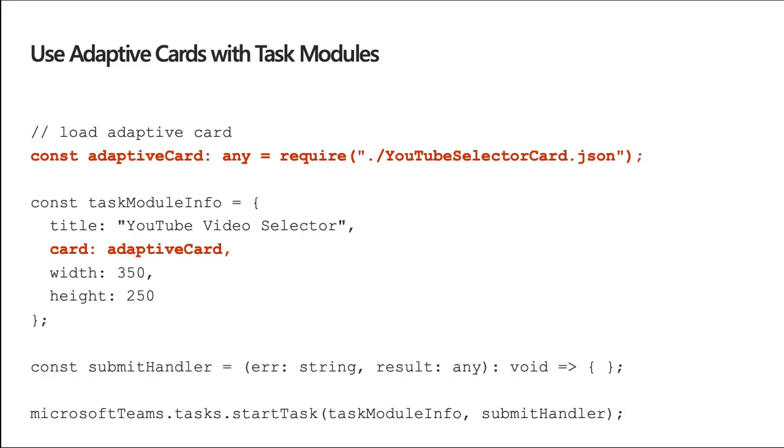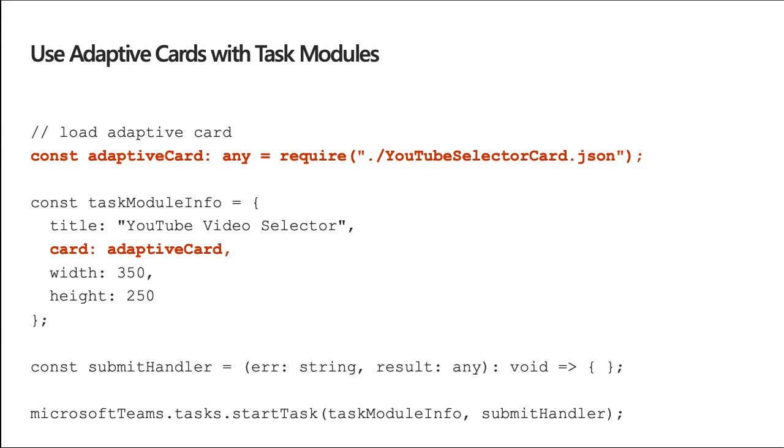One of the differences is how you create the task module. Task modules are invoked by passing a populated instance of the TaskInfo object in the microsoftTeams.tasks.startTask method. For an HTML-based task module, you set the address of the web page to load in the task module in the taskInfo.url property. Now, when you're using an adaptive card, you're going to assign the JSON of the card to the .card property on the TaskInfo object.